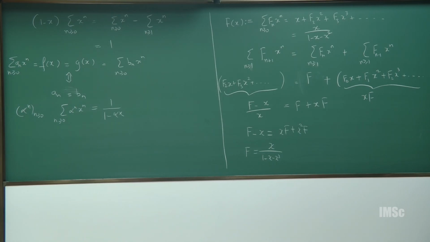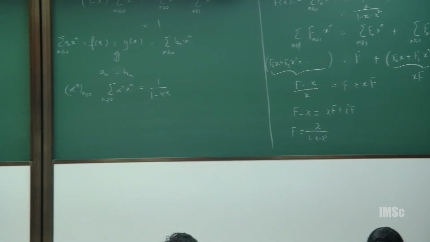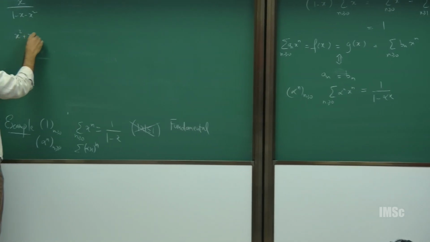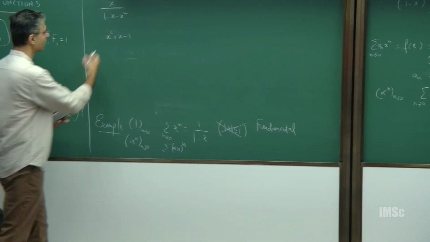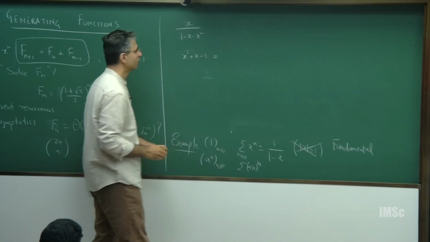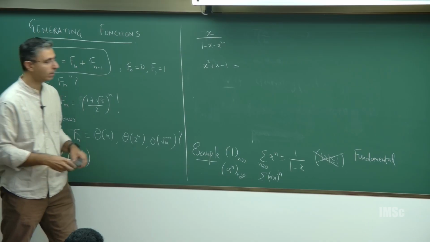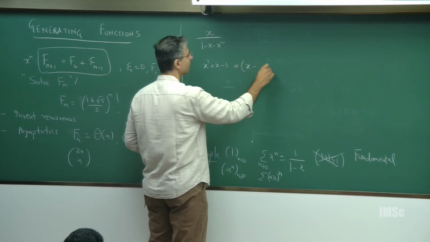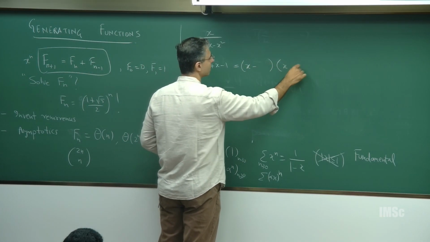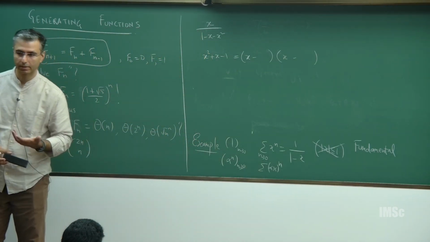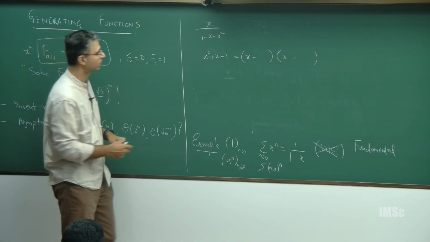So, what we will do is, let us see this, okay, let us see 1 minus x minus x square, or x square plus x, right. So, what are the roots of this equation? We want to write it as x minus something and x minus something, right. It is a quadratic equation, it has two roots, right. So, what are the roots?